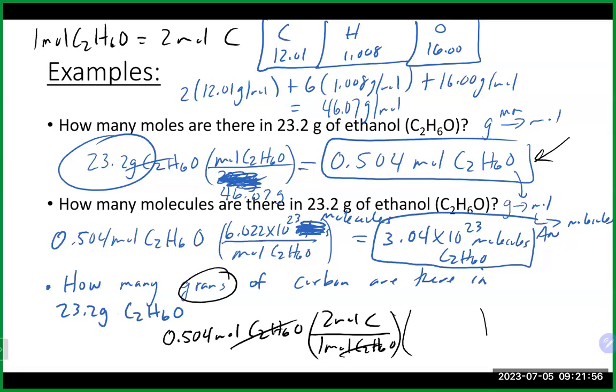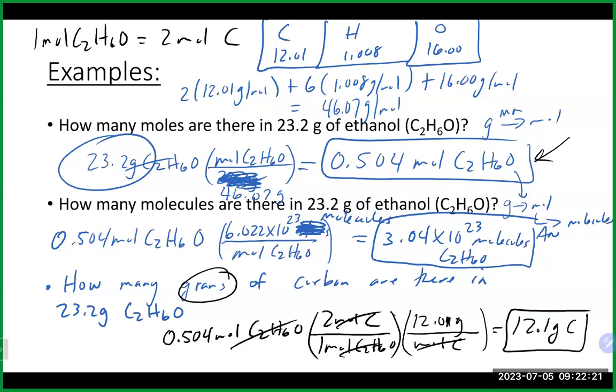So we would use the molar mass of carbon, which is 12.01 grams per mole. The moles will cancel at this point, and we will end up with 0.504 times 2 times 12.01, going to give us about 12.1 grams of carbon in this case. Any question on that calculation there?